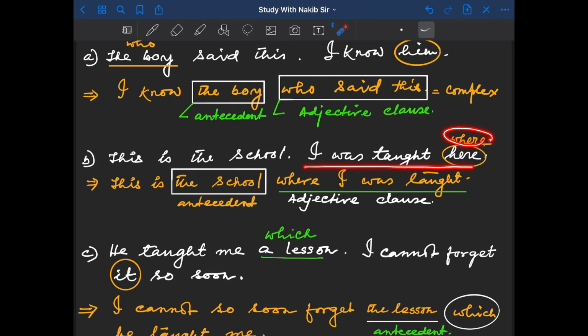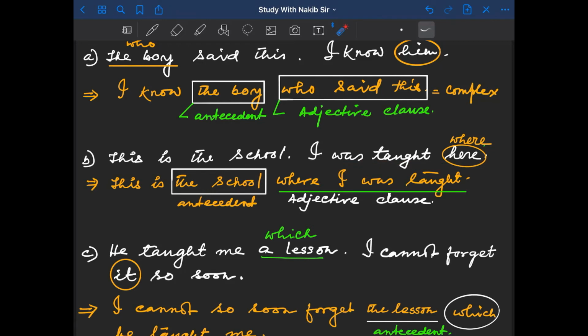So it will become where I was taught. And this one, this is the school. As soon as the school is said, immediately there is a question, which school, because the noun school is preceded by the definite article the. Naturally there is a question, which school, and this part where I was taught is the answer to this.